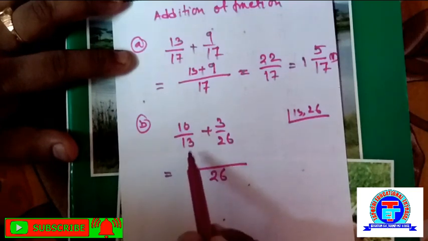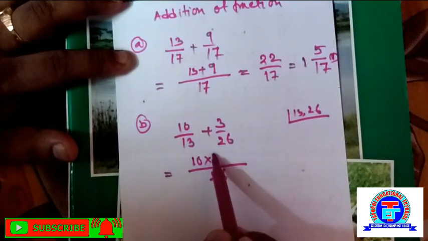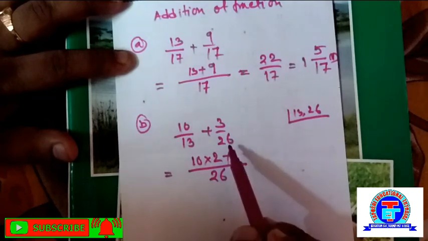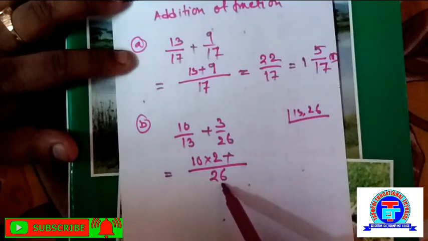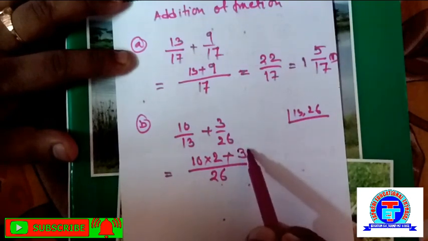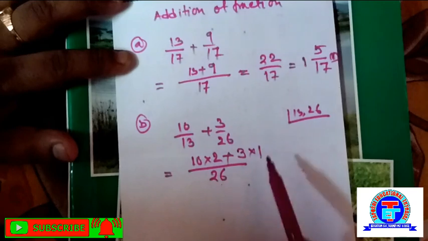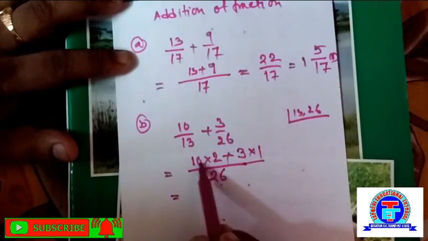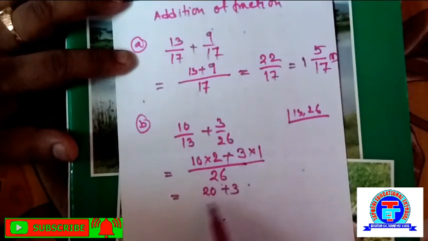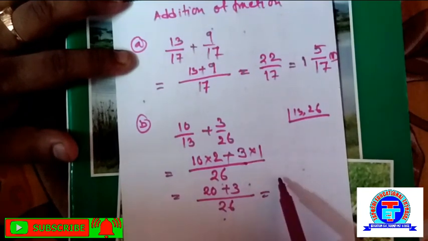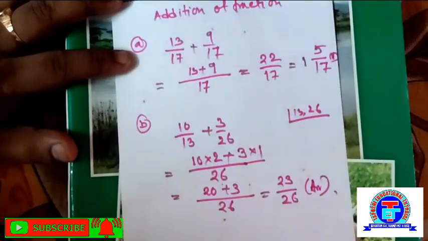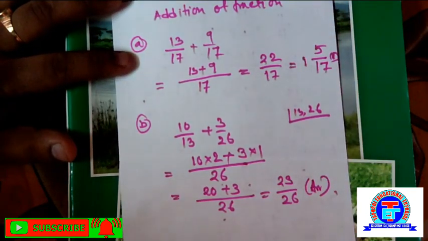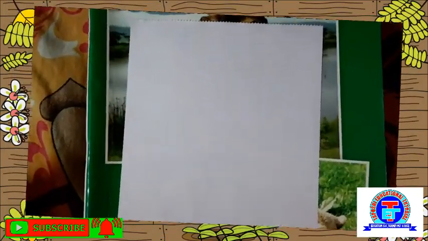So here we multiply this numerator with this 2, plus 26 into 1 became 26. Okay, now we multiply this numerator 3 into 1. Now here we write 20 plus 3 by 26. It will become 23 by 26. This is the answer, right student? Hope you clearly understand.